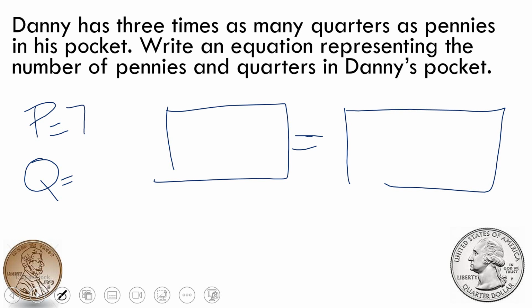Danny has 3 times as many quarters as pennies. So 3 times 7 is 21. So I chose an arbitrary number. I went back into the reading to make sure it makes sense. Yes, there's 3 times as many quarters as pennies in the arbitrary numbers I made. And now I need to come up with a statement.